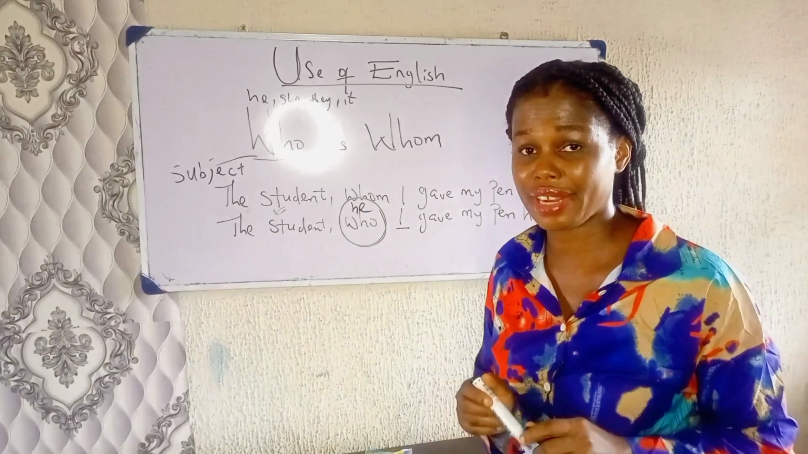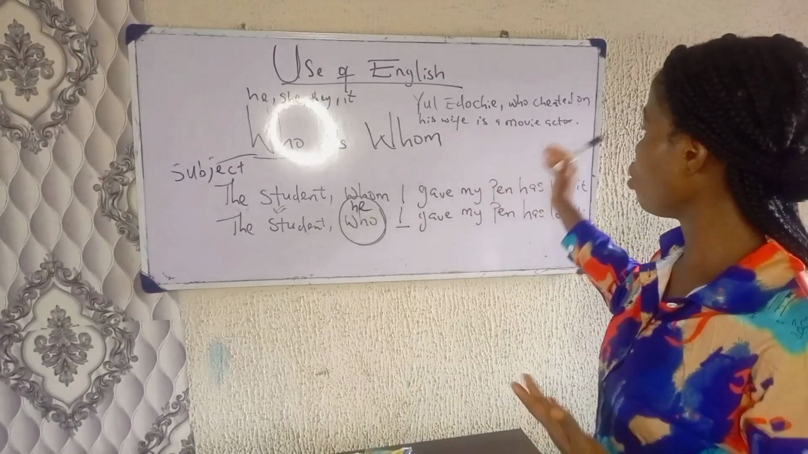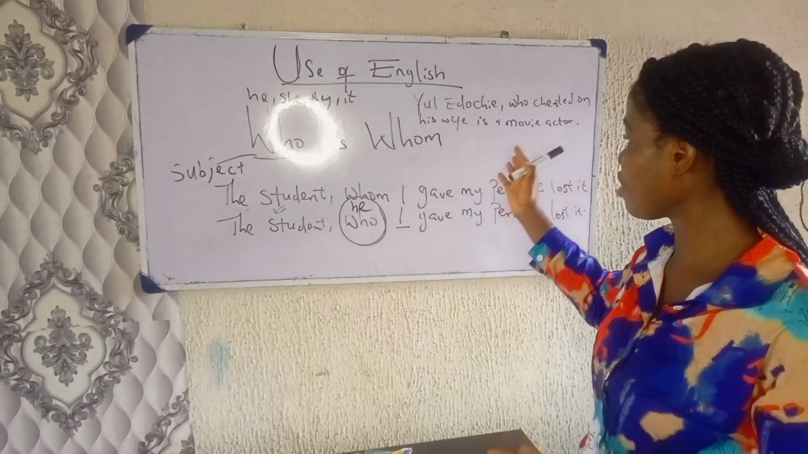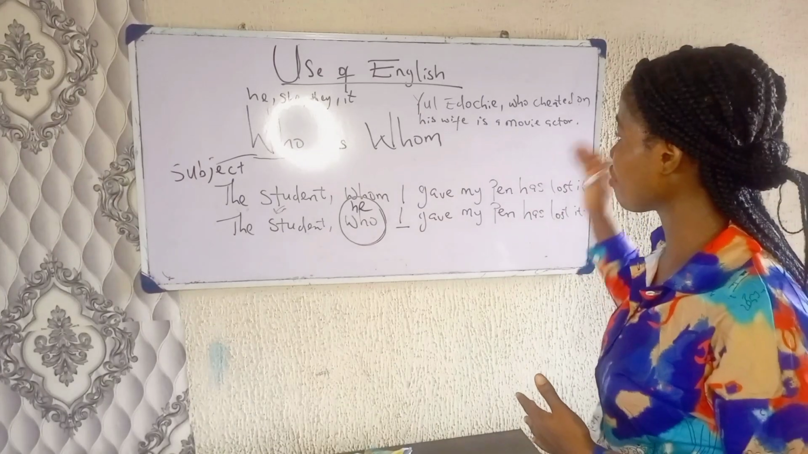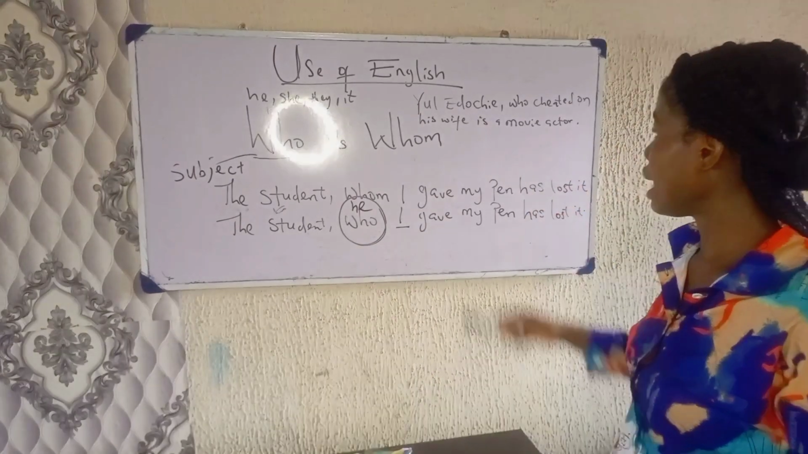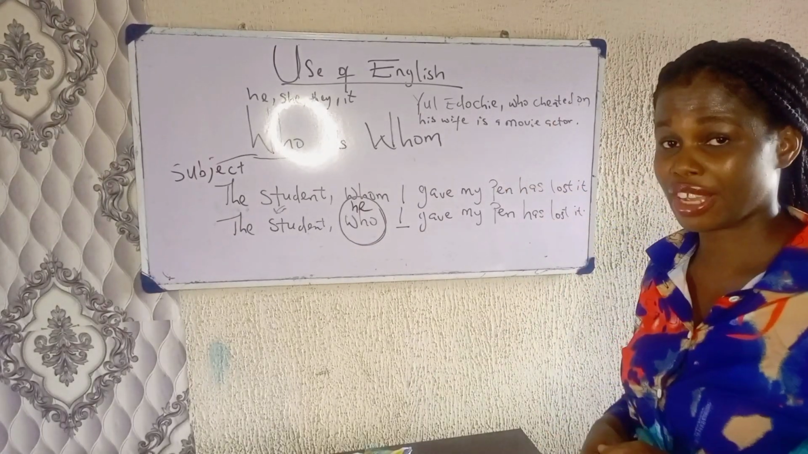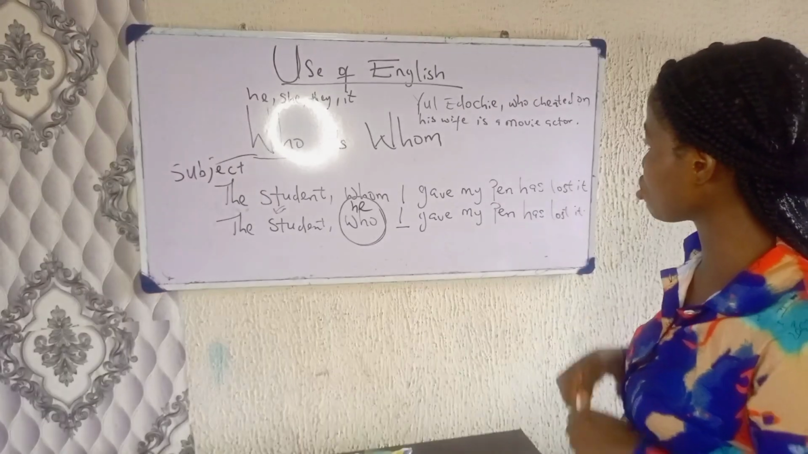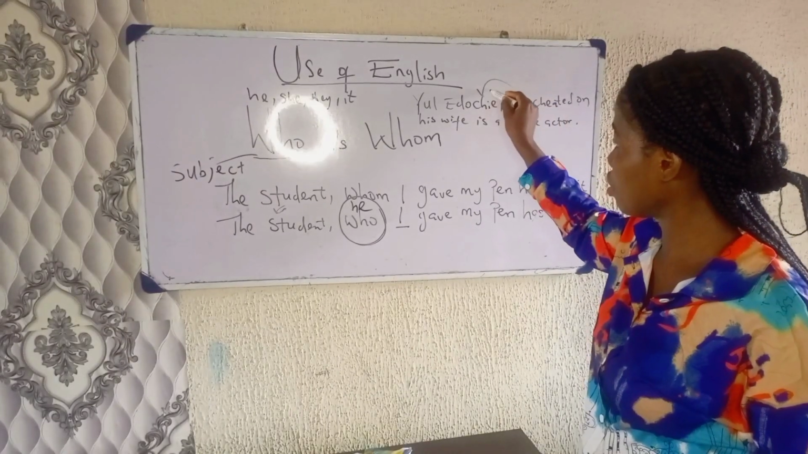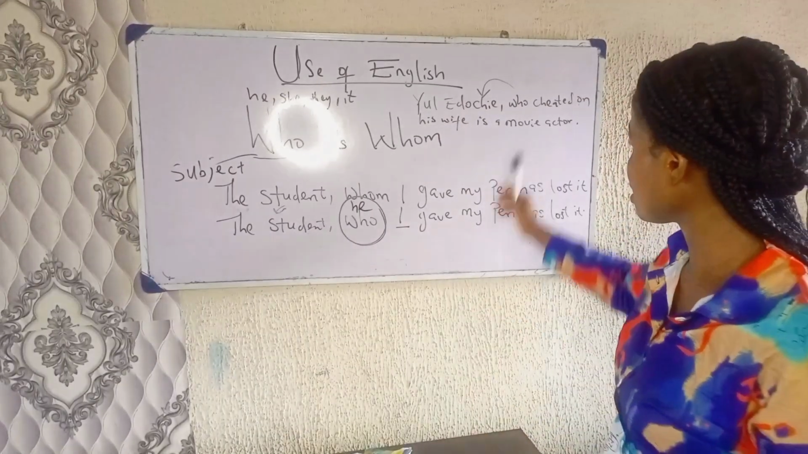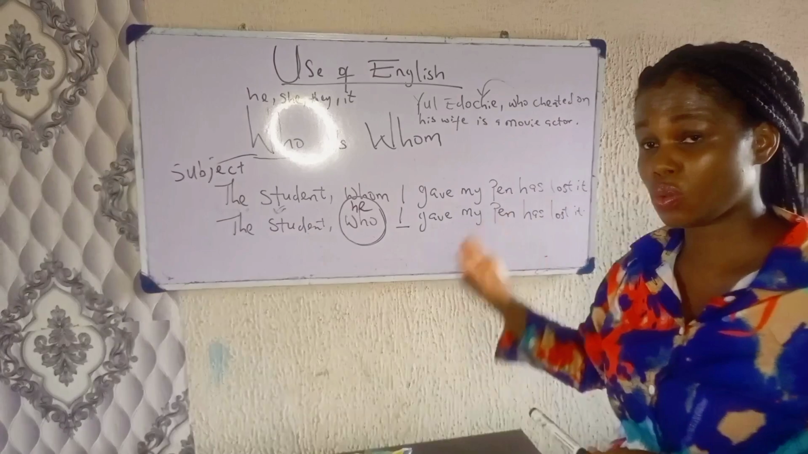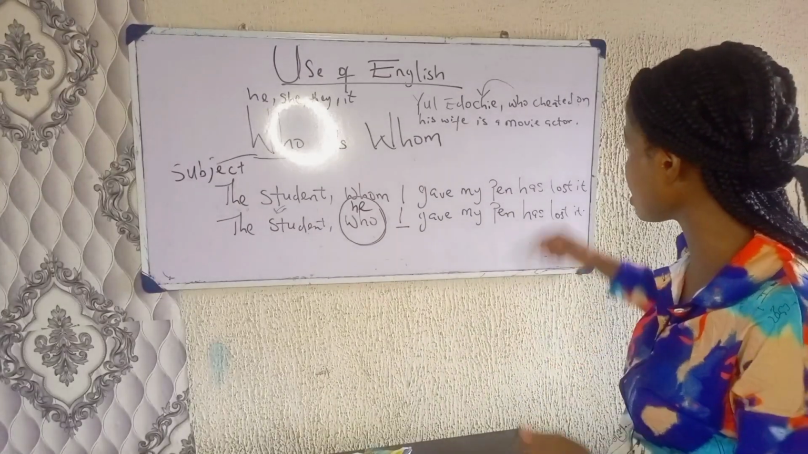Now let's see another example. Yul Edochie, who cheated on his wife, is a movie actor. Now, who does this refer to? It refers to Yul Edochie. And is Yul Edochie performing an action? Of course, he is performing an action. He is the one that performed the action of cheating.